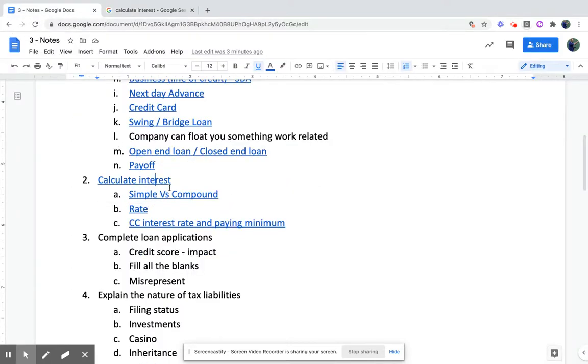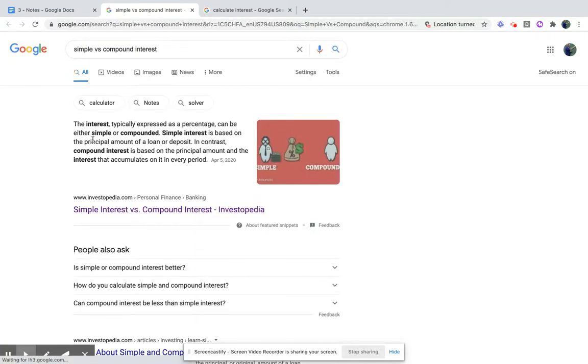So when we talk about calculating interest, the terms you're going to hear thrown around probably the most are simple versus compound. The interest is typically expressed as a percentage, and that's going to be our rate. It can be either simple or compounded. Simple interest is based on the principal amount of a loan or deposit. Whatever you're putting down, that's what it's based on. I'm taking out 500,000, my interest is based on 500,000.